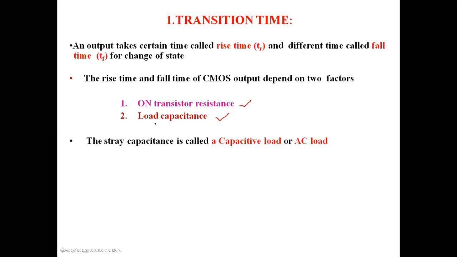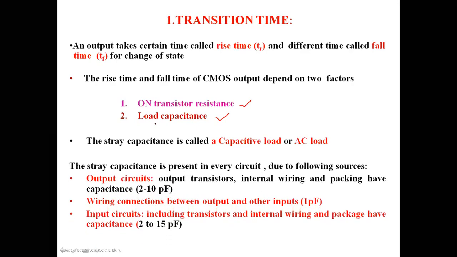It can be modeled from three sources, because stray capacitance is present in every circuit. What are they? Output circuits, input circuits, and the wiring connections between the output of one stage and the input of another stage. That also realizes as a stray capacitance, because we connect one stage to another stage with wires.